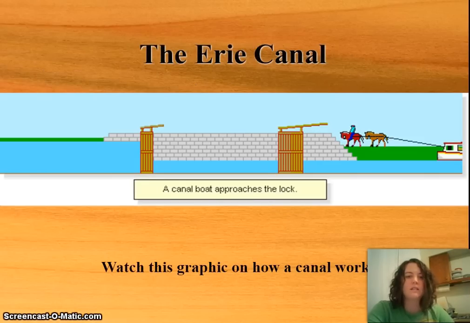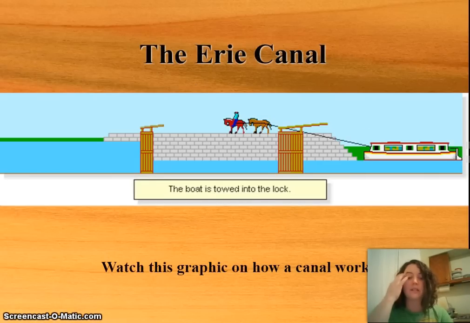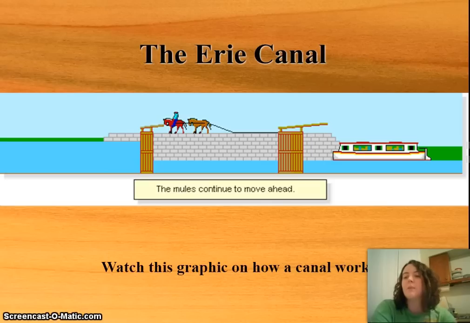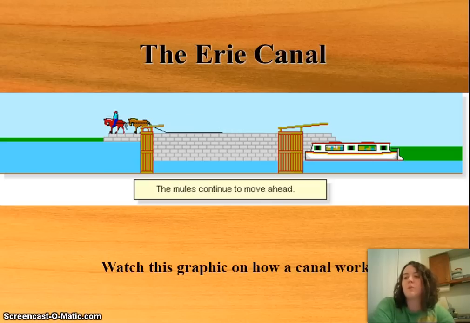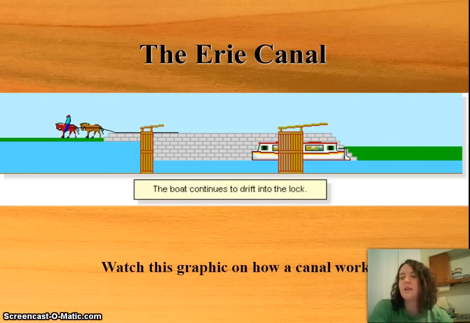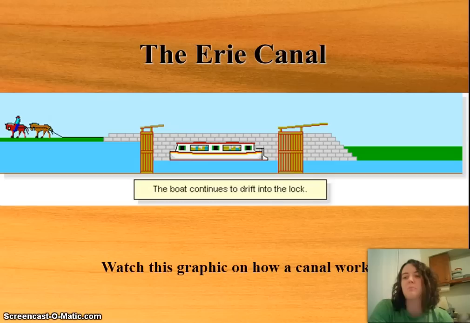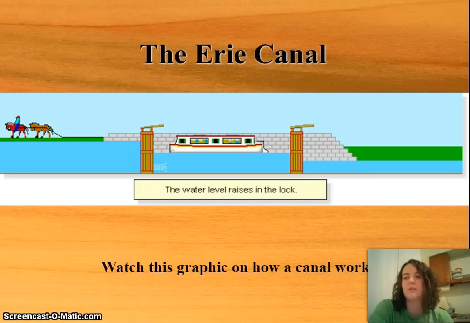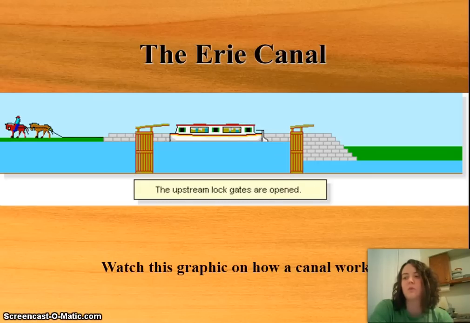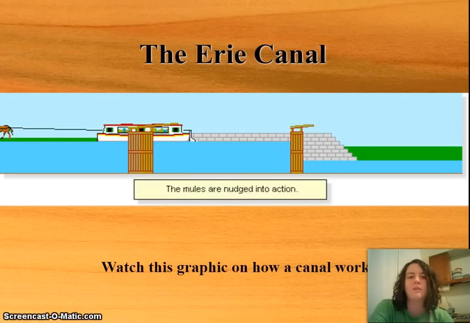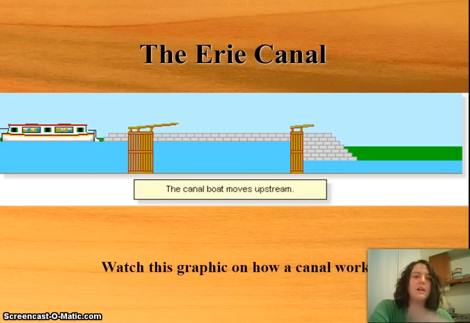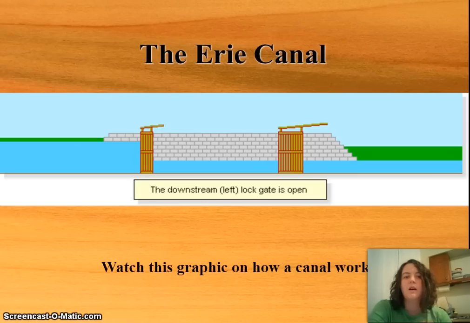Now, if you watch this little graphic, we did look at this a little bit in our classes, but it was a very simple man-made waterway. It was fairly shallow in parts. The boats were floated along while being pulled by the mules. The downstream gate would open. The boat would be disconnected from the mules and float into the lock area. Then the gate would close. The water would rise. The upstream gate would open. The mules would reattach the line, and then the canal would continue on upstream.